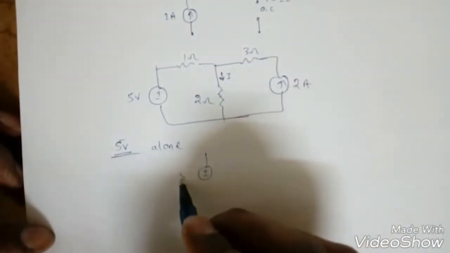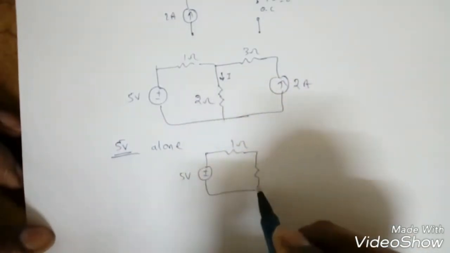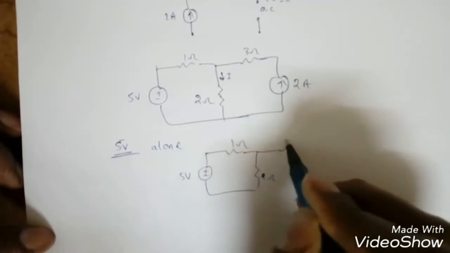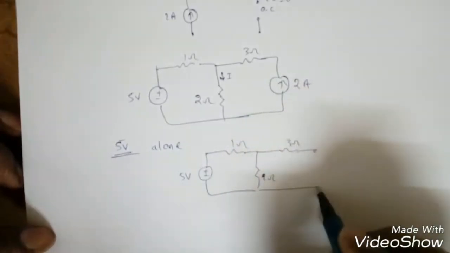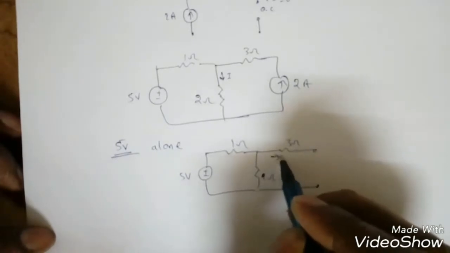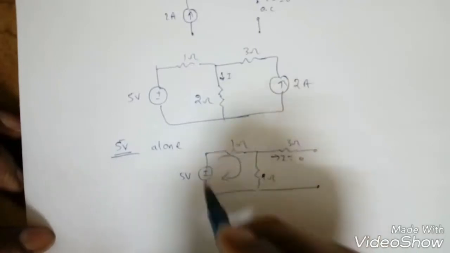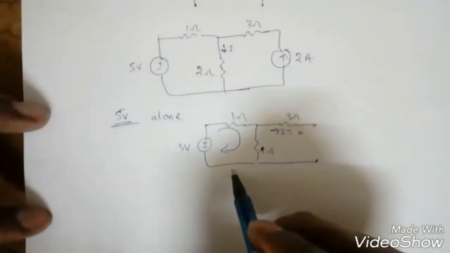So 5 volt, 1 ohm, this is 2 ohms, and this is 3 ohms. I need to make the current source inoperative. That means the current source is open circuit. Whenever this is open circuit, what is this current? 0. That means whatever current is coming will be in this loop only. Now we can easily find I1.